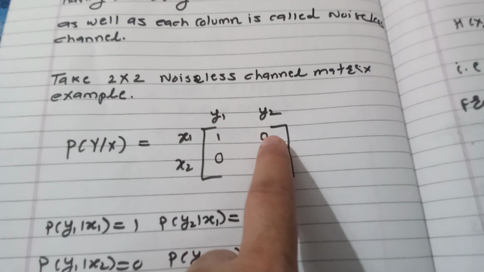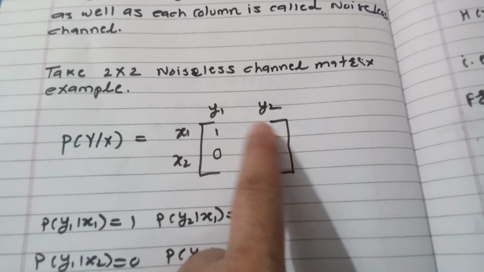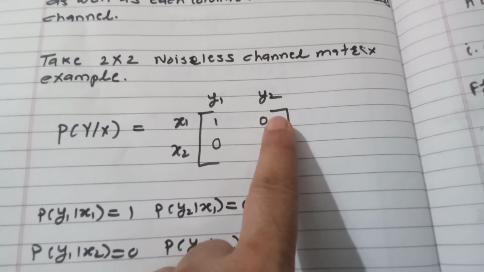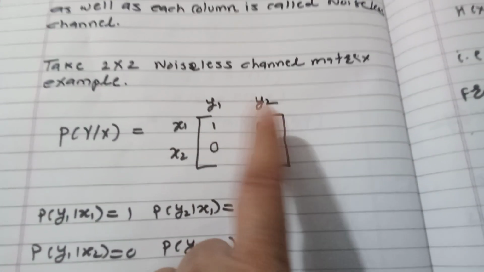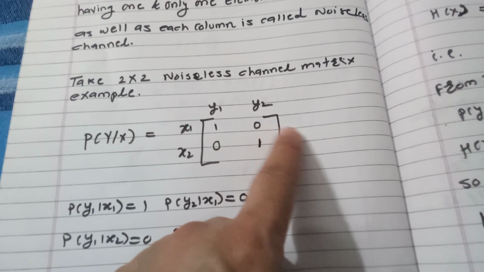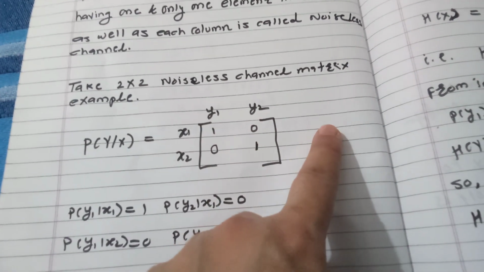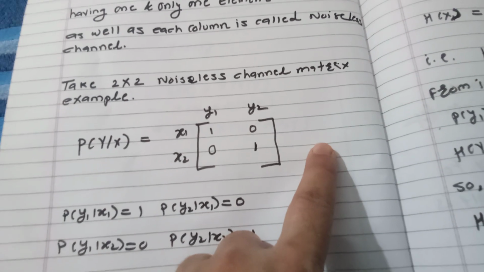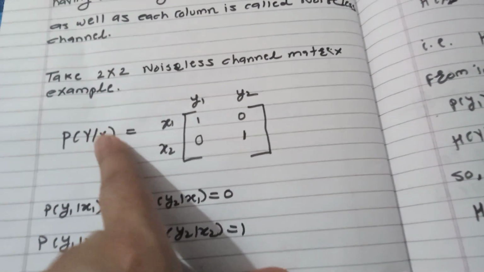Now this one can be here also. So the condition is that there should be only one element in each row and one element in each column. And the second condition for the channel matrix is that the row elements' addition is equal to 1. So here 1 plus 0 is 1 and 0 plus 1 is 1. That we already discussed, the properties of the channel matrix.